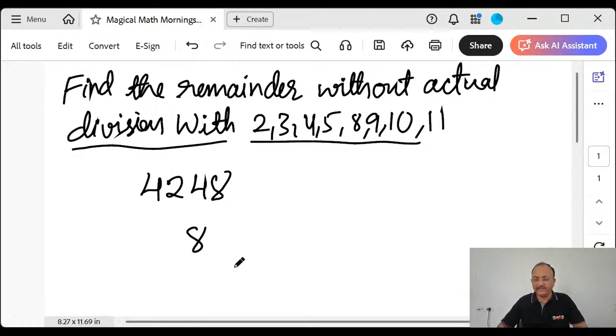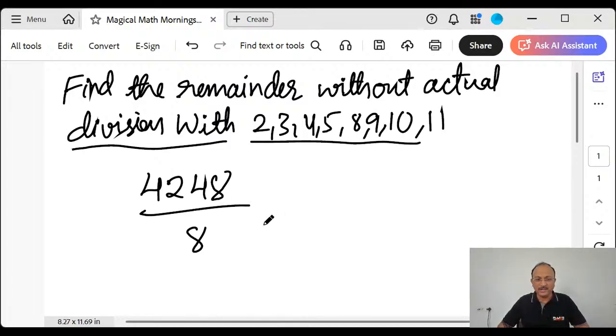When you divide by 8, 0, because this number is divisible by 2 also, 3 also, 4 also, 6 also, 8 also, and 9 also. Even if you check this one by 9, you will get the remainder as 0.